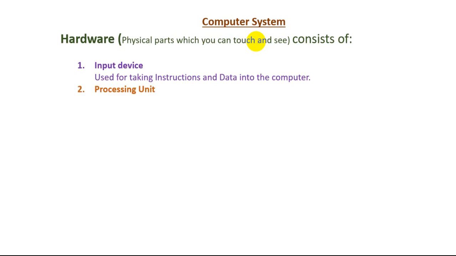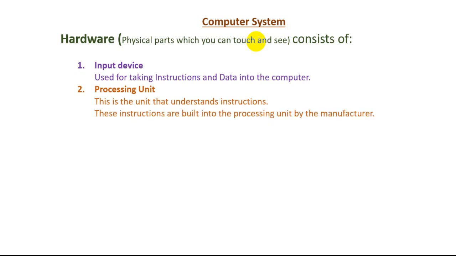Next, we have the processing unit. This unit understands instructions. These instructions are built into the processor by the manufacturer. It will understand only those instructions. That means this is the mandatory part in the computer, because without this you will not be able to give any instruction to a computer, because the computer will not be able to do them. So this is the part that can listen to instructions and do them. These instructions are built in and kept inside this processing unit by the manufacturer at the manufacturing time.